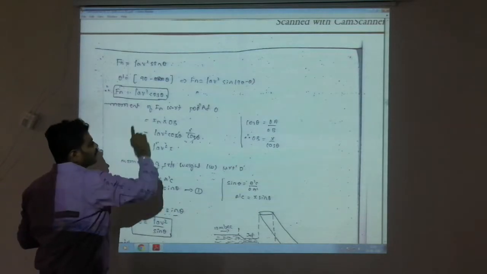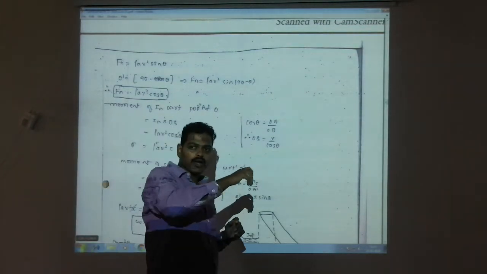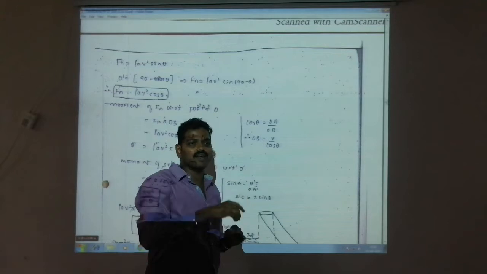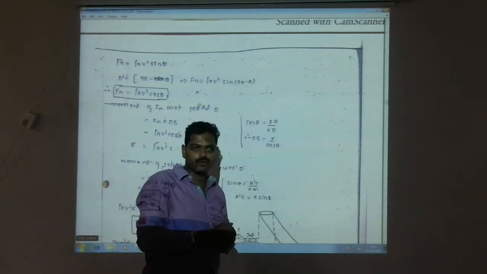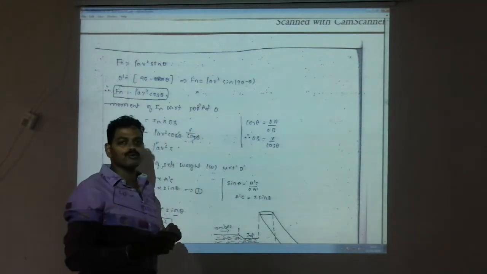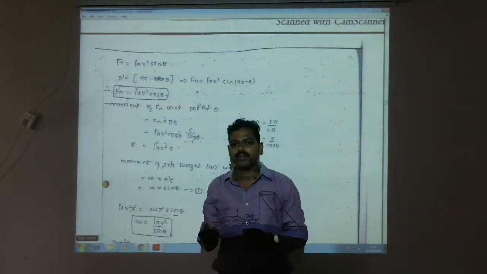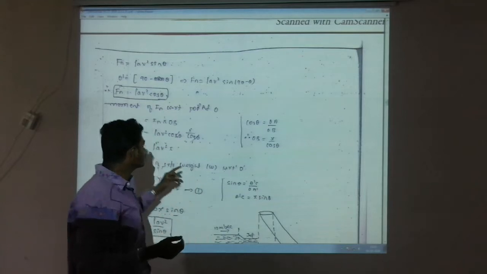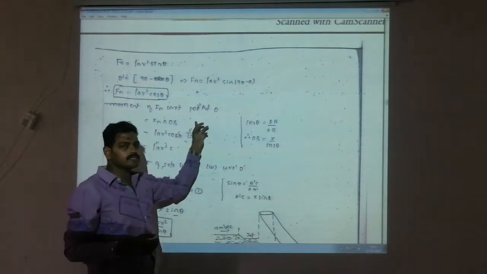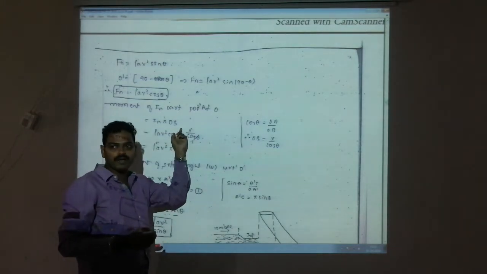Then the moment of Fn with respect to the point O, that is, how much distance it travels from the point O, we have to find out what the moment is. To find the moment, it is a simple thing. We know that it is force into perpendicular distance. So the force is Fn into the perpendicular distance which has been traveled from O to B.